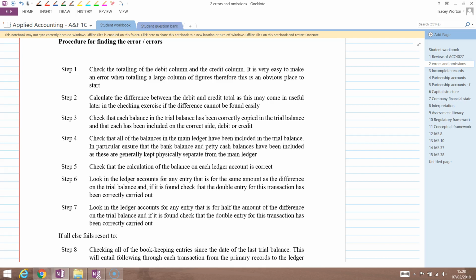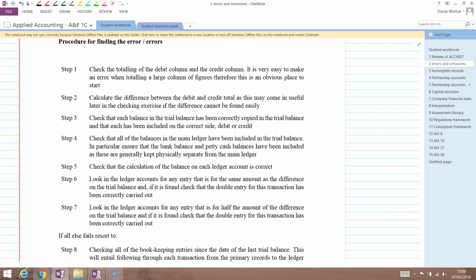Step 4, check all of the balances in the main ledger to make sure they've actually been included in the trial balance, particularly the bank balance and the petty cash balances. Could have been kept separately in their own ledgers. Fifthly, check the calculation of the balance on each ledger account, make sure it's correct. Step 6, have a look in the ledger accounts to see if you can find an entry for the same amount of the difference on the trial balance.